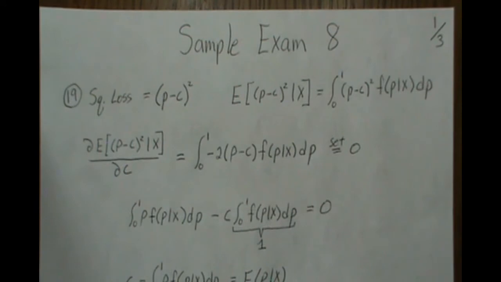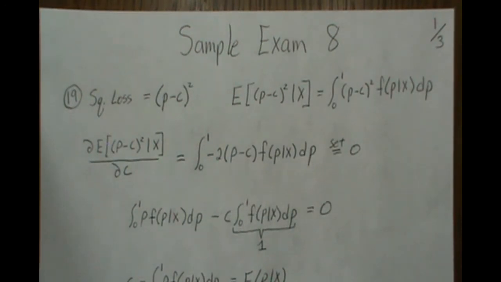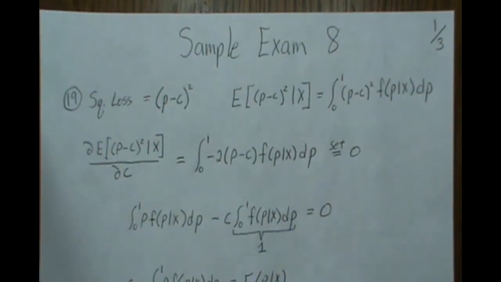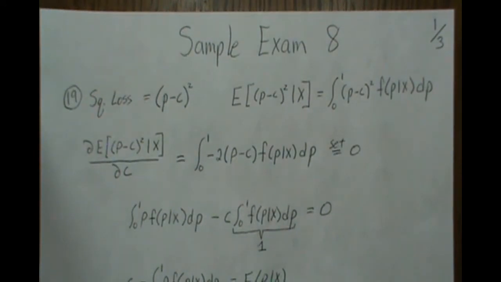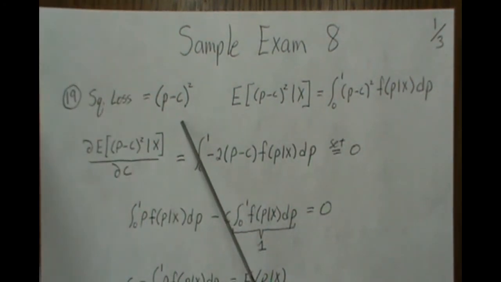Sample exam 8, question 19. It says to find the expected value of P given our data. And before that it says, under squared loss, find the Bayesian estimate. And so even though it tells us what to find, I'm going to derive it. So here we have squared loss, and this is our variable.